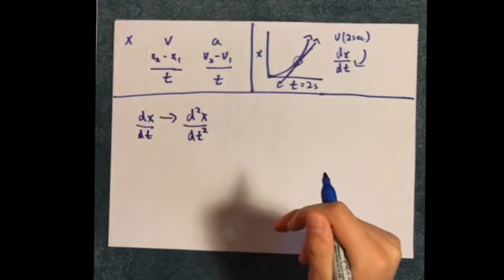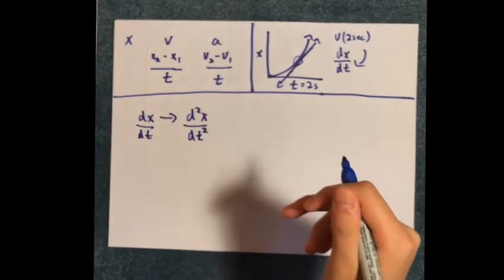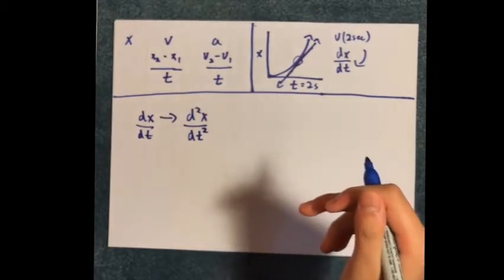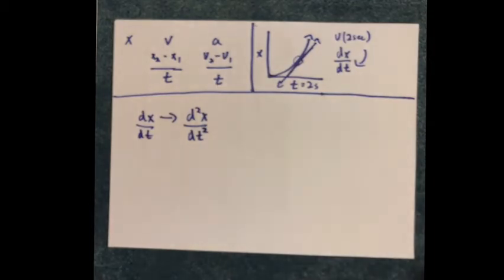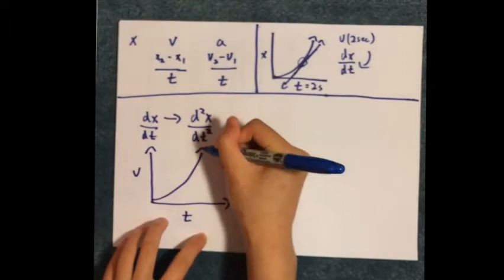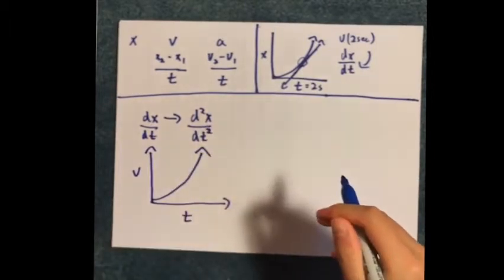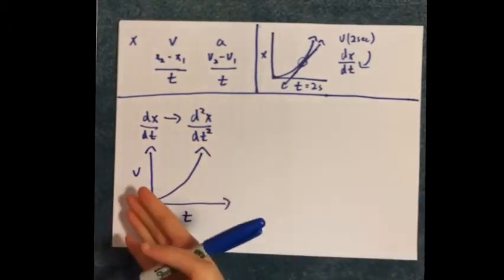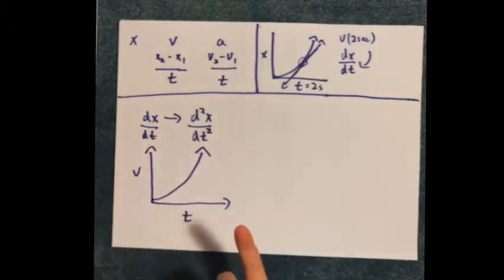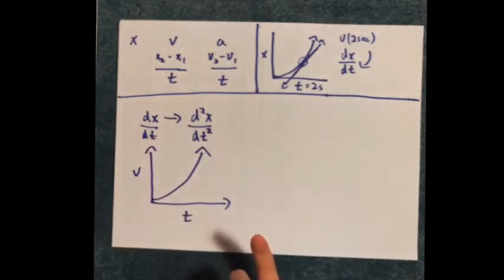Okay, but what if we were given some non-constant velocity and we want to know what distance is covered? Well, let's just draw a graph first. This is some non-constant velocity. Well, we know that velocity is the derivative of x, right? So in order to find the distance, we're going to need to do the opposite. We're going to have to take an antiderivative, or an integral.